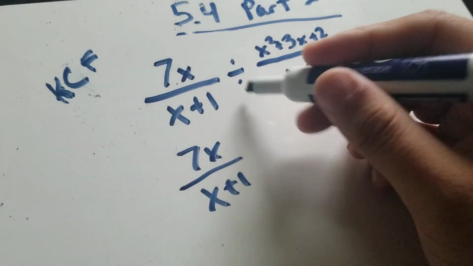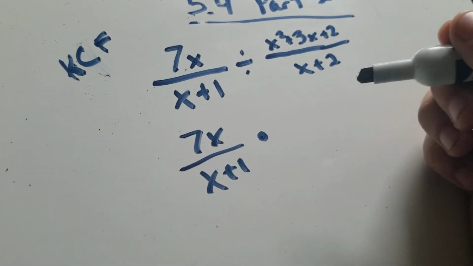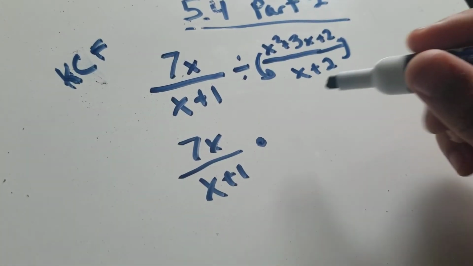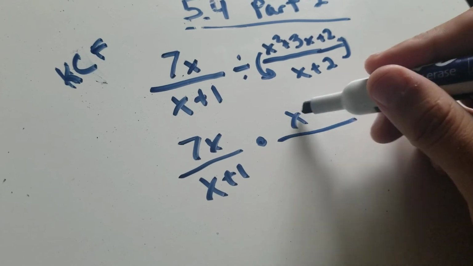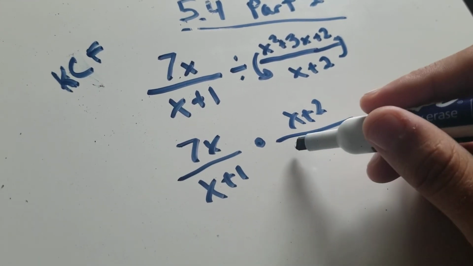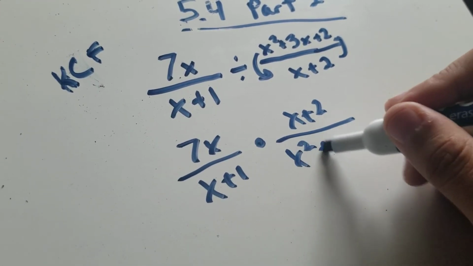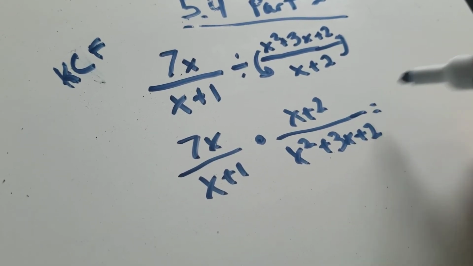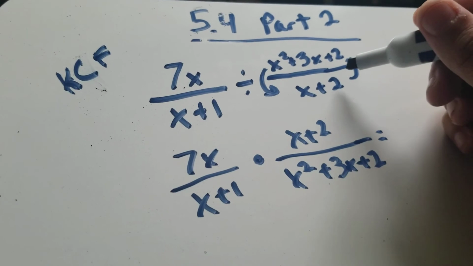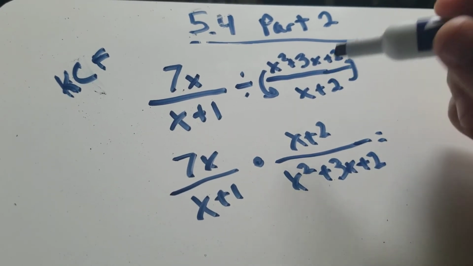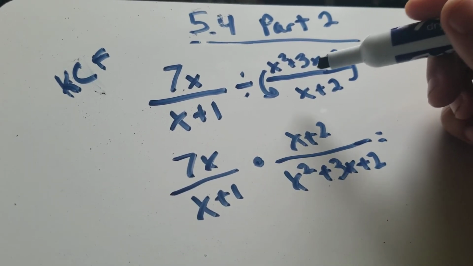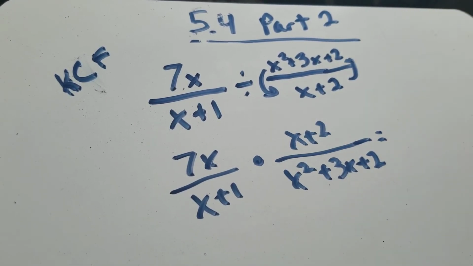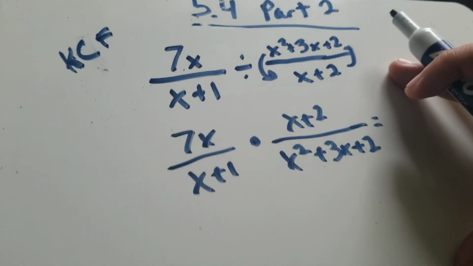Change means I'm going to change the division to a multiplication. And flip means I'm going to flip the second fraction. So the top is going to be x plus 2, and the bottom is going to be x squared plus 3x plus 2. Now, what is this? This division just became the multiplication. So a division problem is literally just one more step. Keep, change, flip into the multiplication problem. Now we're going to treat it like a multiplication problem.